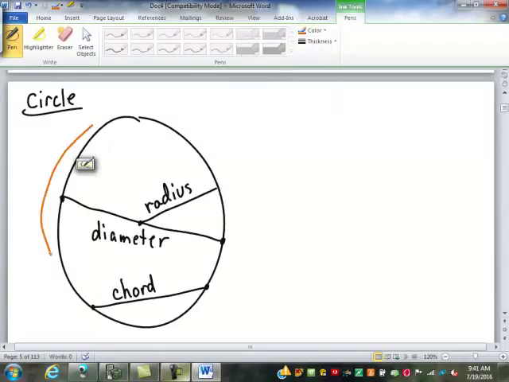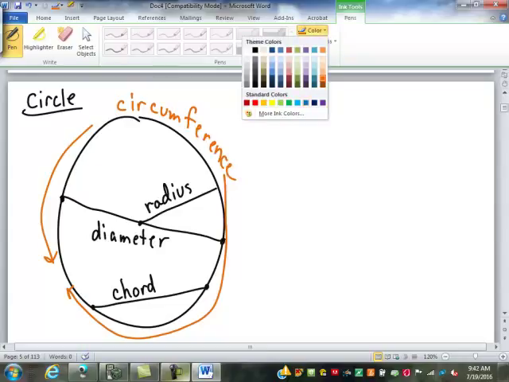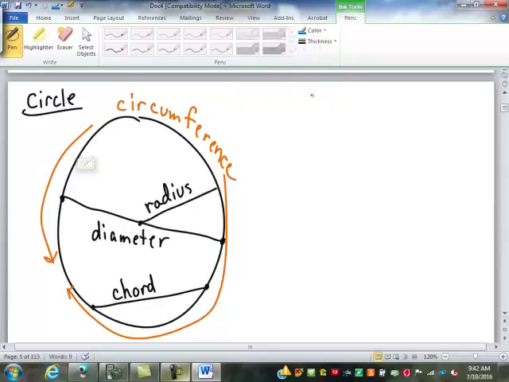The distance around a circle is called the circumference. There are some important relationships here. One is the relationship between the diameter and the radius. The diameter is equal to 2 times the radius. Or the other way around, the radius is equal to half the diameter if you prefer it that way.